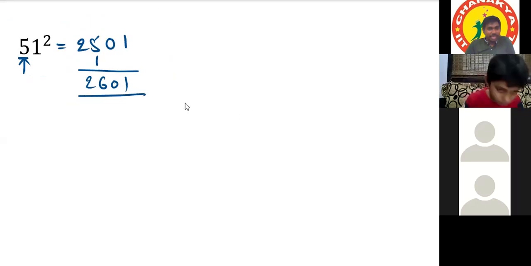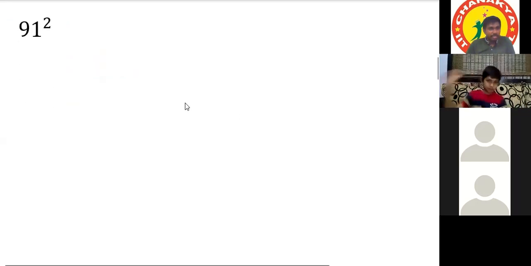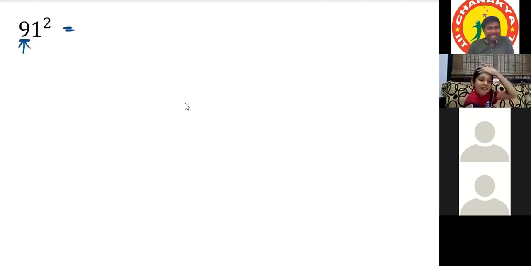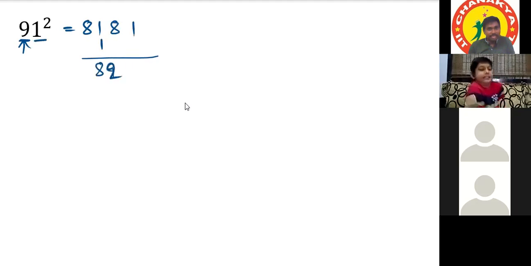Squaring, doubling, and then 1. This will be 91. 9 square is 81. 9 double is 18, 1 here, 8 here, and then 1 common. So then it will be 8 2 8 1.